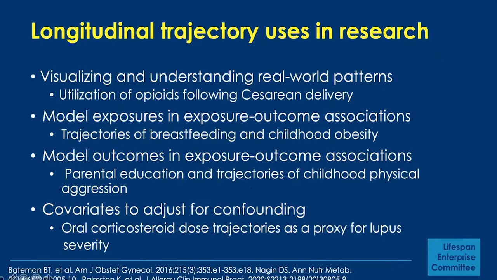So longitudinal trajectories can be used in many different ways in research. They can be used to visualize and understand real-world patterns of data. And a published example of this is utilization of opioids following cesarean delivery. Trajectories can be used to model exposures and exposure outcome associations, such as trajectories of breastfeeding linked with childhood obesity. And trajectories can be used to model outcomes and exposure outcome associations. And a published example of this is parental education and trajectories of childhood physical aggression.